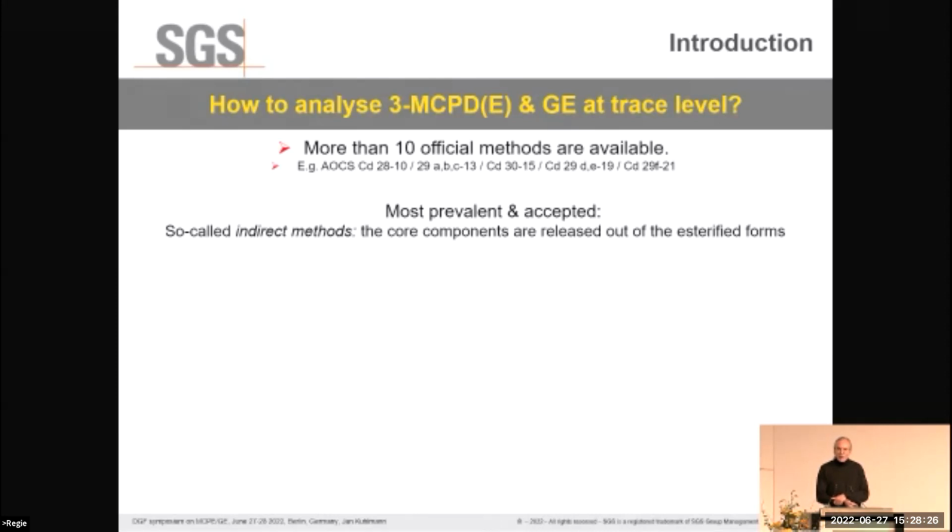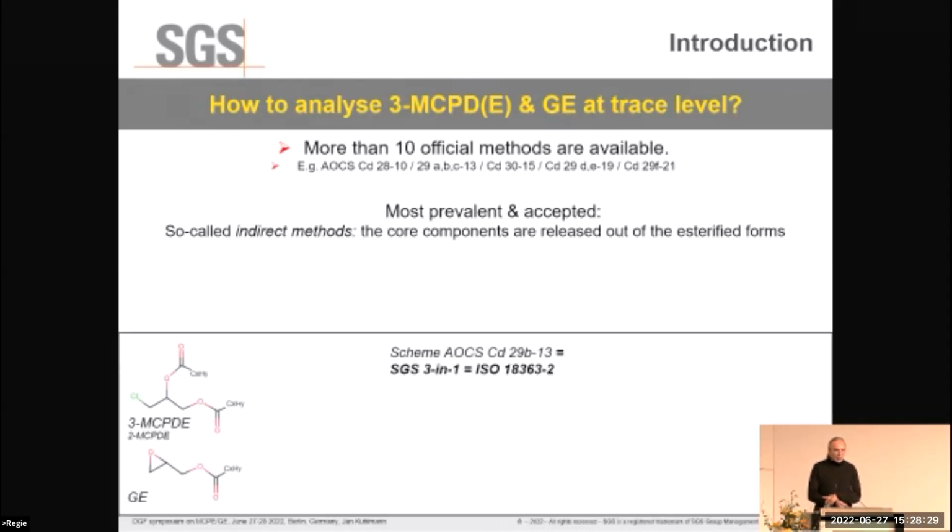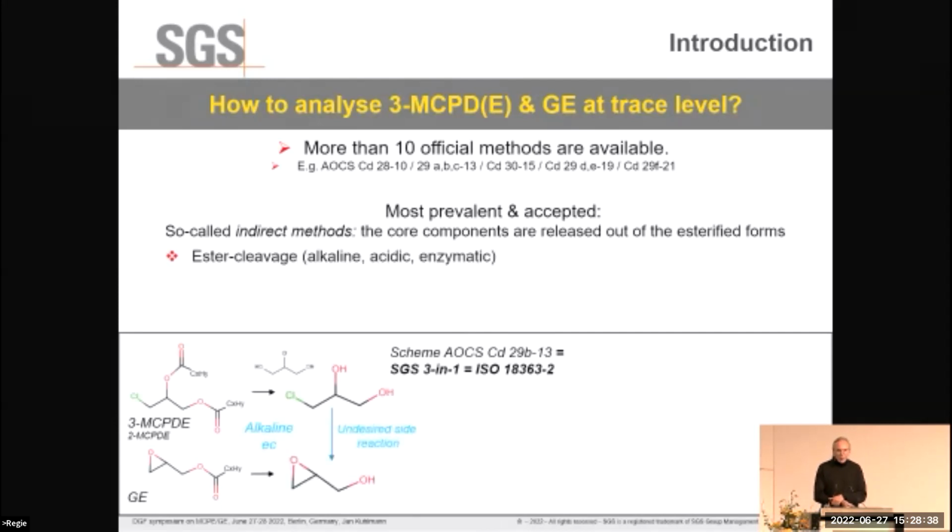Core components are released out of the esterified forms. And I would give you just an example because it is important for understanding the following slides. So we start with the esters, and if we would apply, for example, the alkaline-based B method, you also could go for acidic ester cleavage or enzymatic ester cleavage. You release the core components. If you go the alkaline approach, you have undesired side reactions to a small extent, but this is not the issue now. The important thing is the Glycidyl is now in its free form, unstable, very volatile.